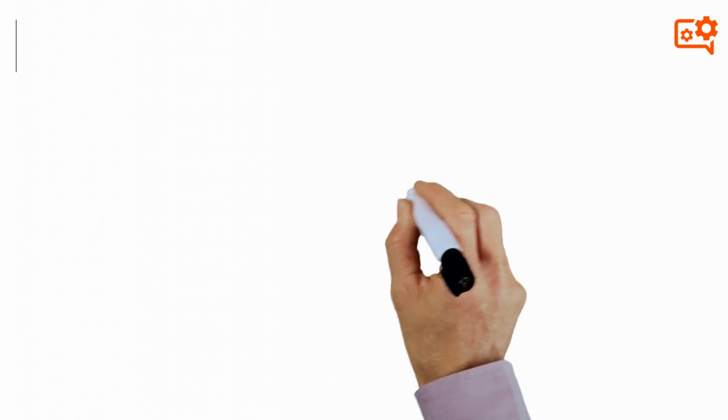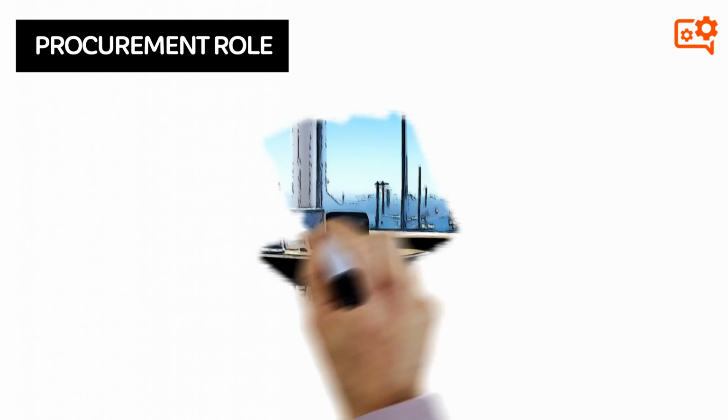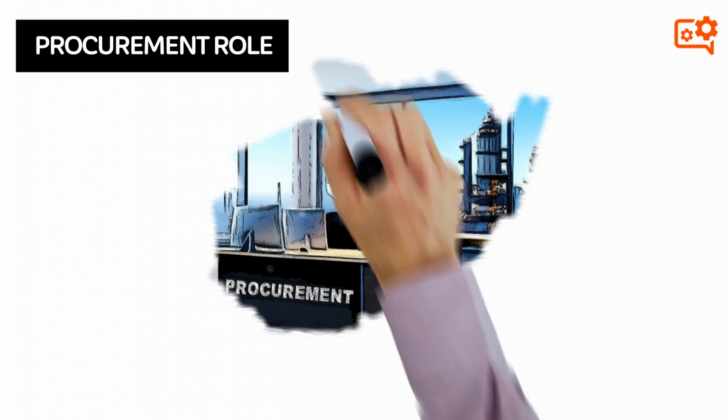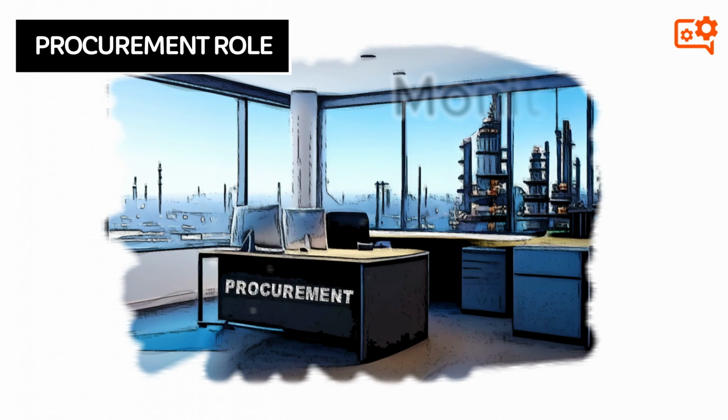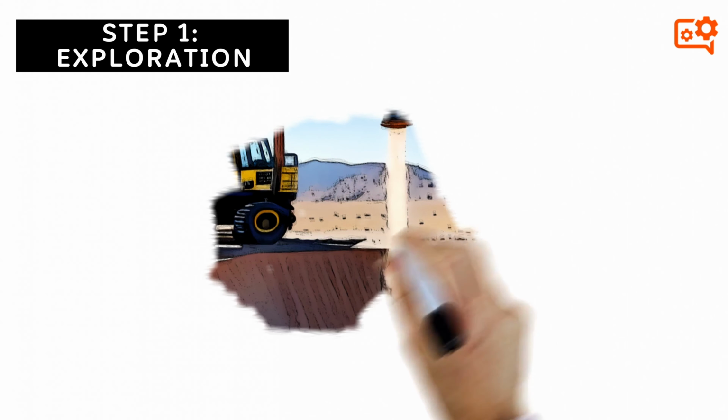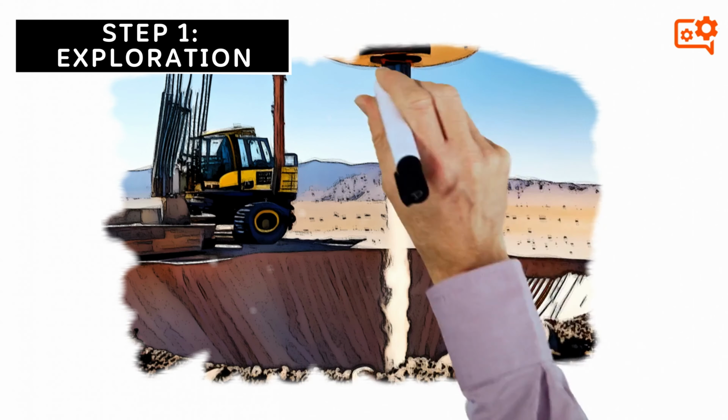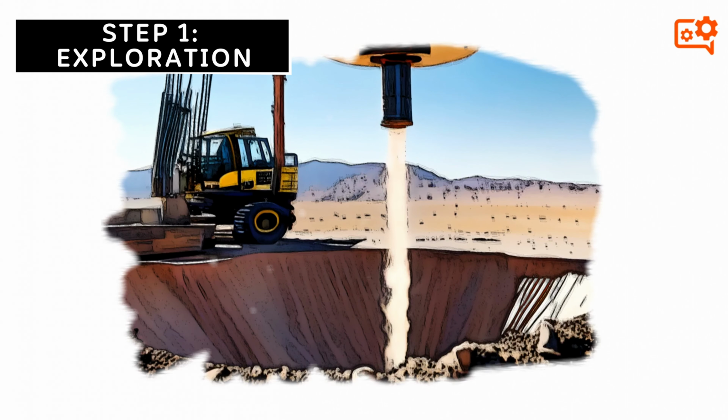The procurement role involves several stages, including sourcing, like identifying and selecting suppliers, negotiations, contracting, and monitoring performance, ending up with delivery. The first step in the oil and gas supply chain is exploration, including using geophysical techniques to identify the presence of oil and gas deposits deep beneath the Earth's surface.